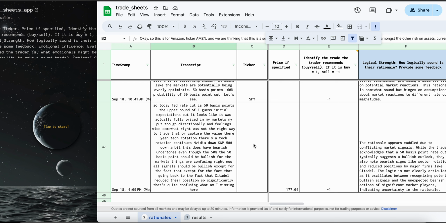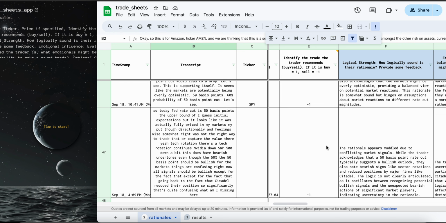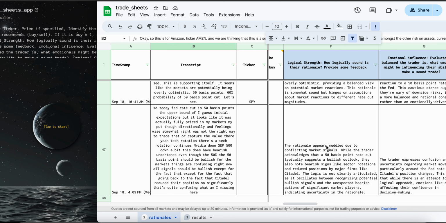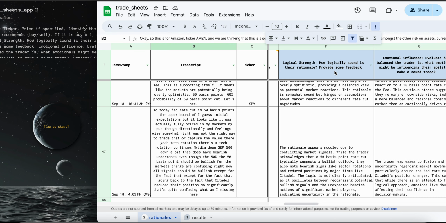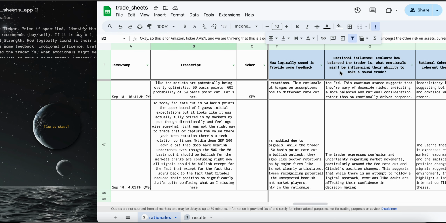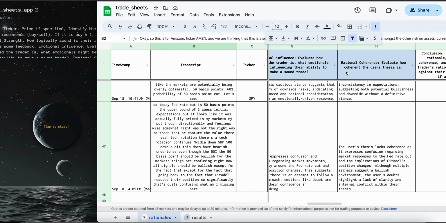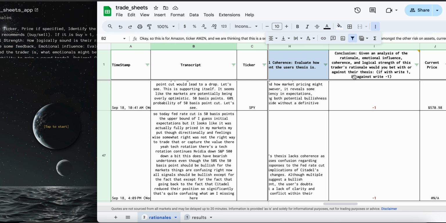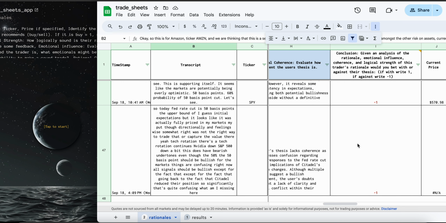you're making this bet. And then the trade sheet is supposed to evaluate your logical reasoning. So, how strong is your rationale? How emotionally influenced are you within that rationale? And how coherent the rationale is. And then at the end of it, the LLM will give an analysis as to whether or not it will bet with you or against you.